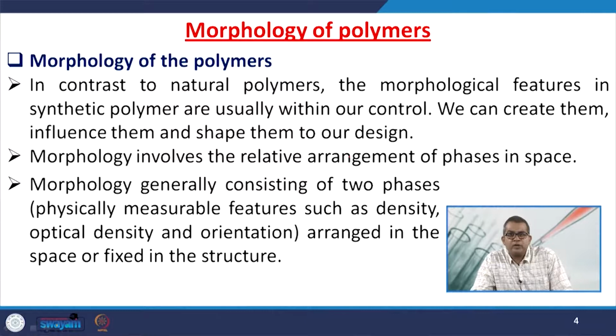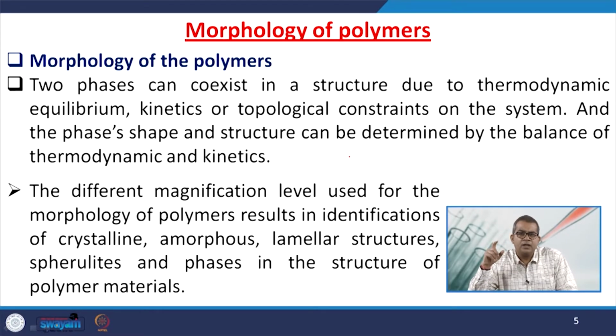Now, this morphology involves the relative arrangement of various phases in space. This generally consists of two phases: physically measurable features such as density, optical density, and orientation, arranged in space or fixed in the structure. These two phases coexist in a structure due to thermodynamic equilibrium, kinetics, and topological constraints on the system. The phase shape and structure can be determined by the balance of thermodynamics and kinetics. So, in this way you have all the command in your hand.